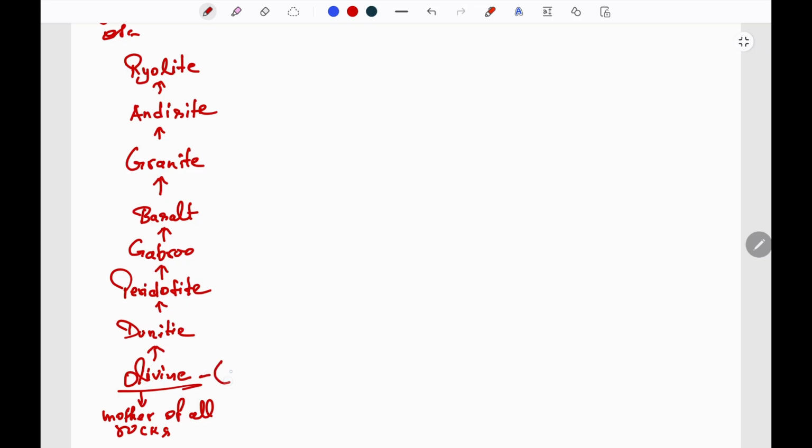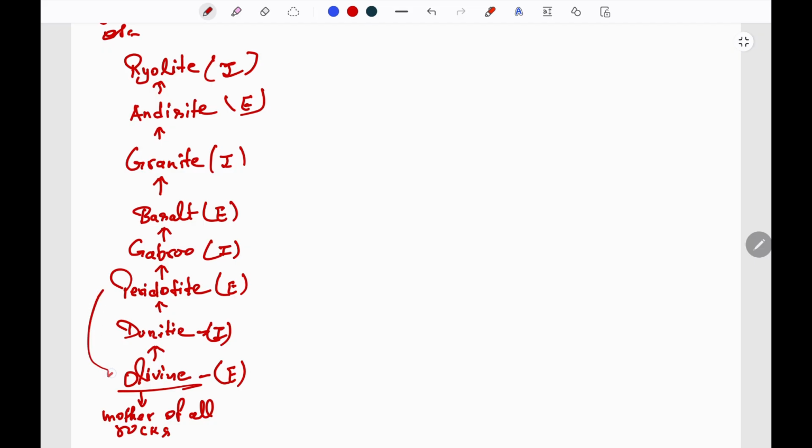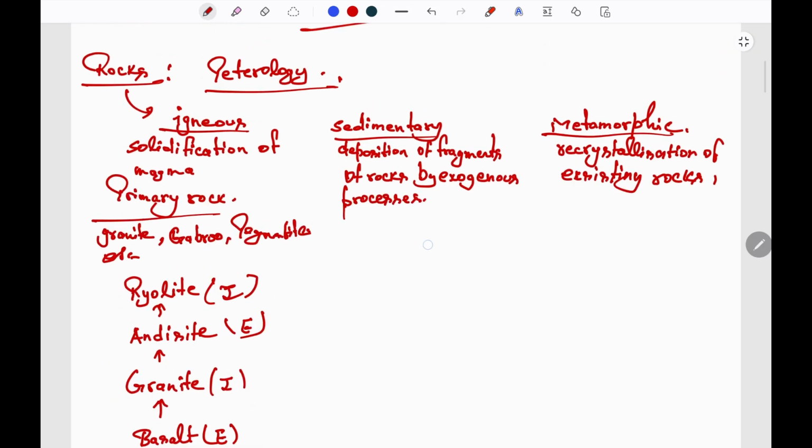Now olivine is an extrusive igneous rock. Dunite, it is an intrusive rock. Peridotite is an extrusive. Gabbro is intrusive. Basalt is extrusive. Granite is intrusive. Andesite is extrusive, and rhyolite is intrusive. So these are in the alternate sequence. That is, every alternate rock is extrusive. Remember this sequence. This can be important for the exam.